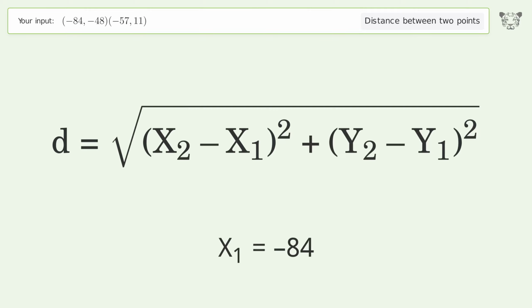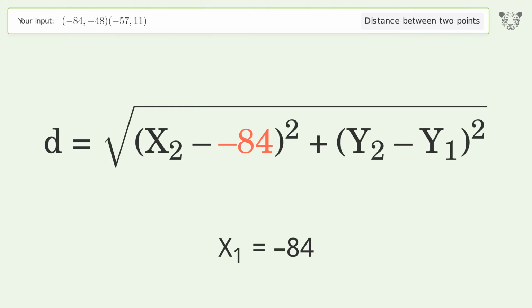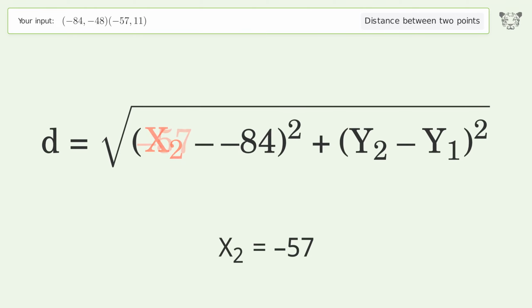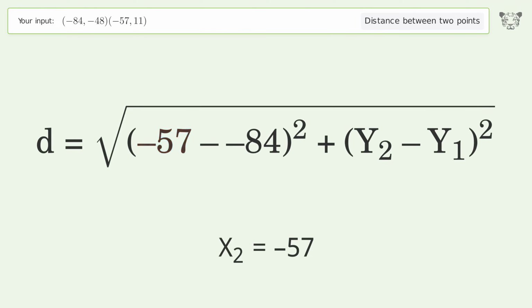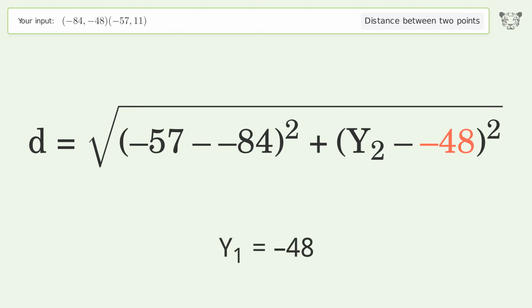x1 equals -84. x2 equals -57. y1 equals -48. y2 equals 11.